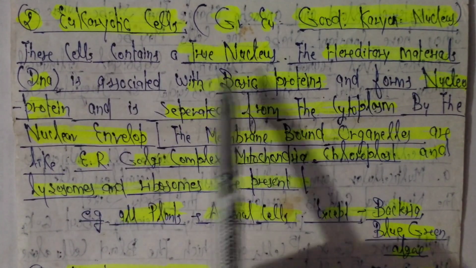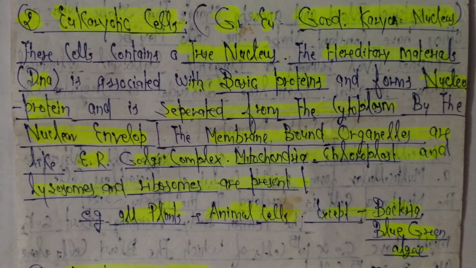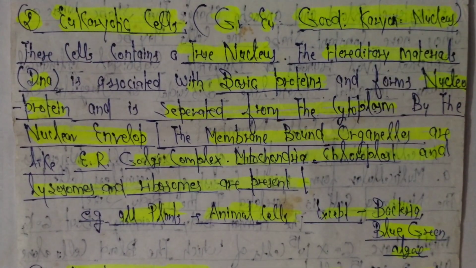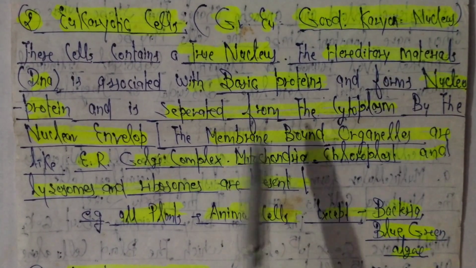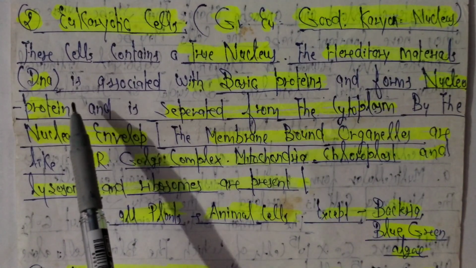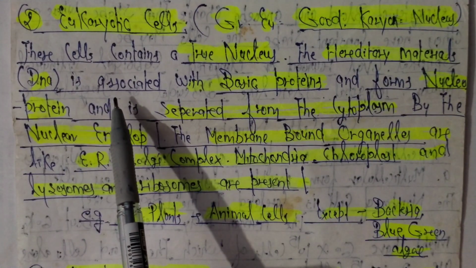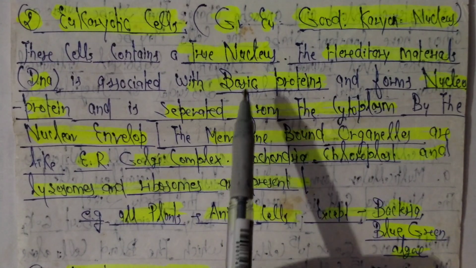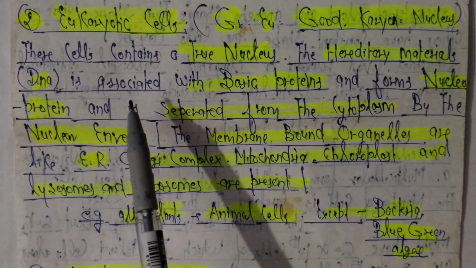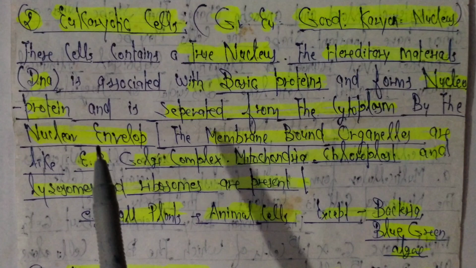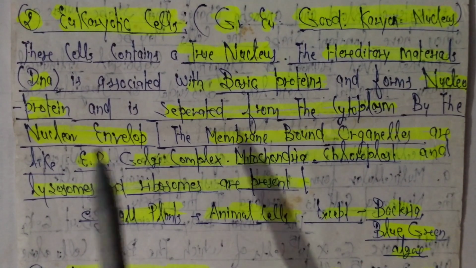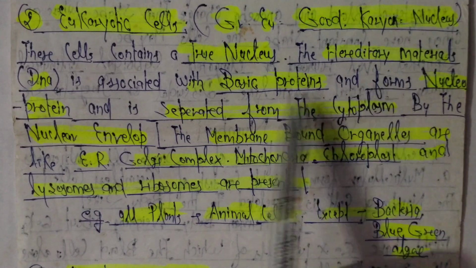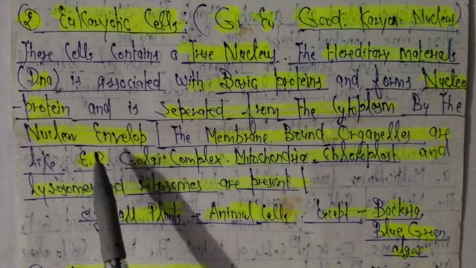This cell contains a true nucleus. ये ऐसी कोशिकाएं होती हैं जो वास्तविक न्यूक्लियस धारण करती हैं. The hereditary material, that is the DNA, that is associated with the basic protein, that is the histone protein. जितने भी हेरिडेटरी मटेरियल होते हैं, जितने भी डीएनए होते हैं, वो पैक्ड होते हैं, न्यूक्लियर मेम्ब्रेन के अंदर पाए जाते हैं, हिस्टोन प्रोटीन से बाइंड होते हैं and form the nucleoprotein.